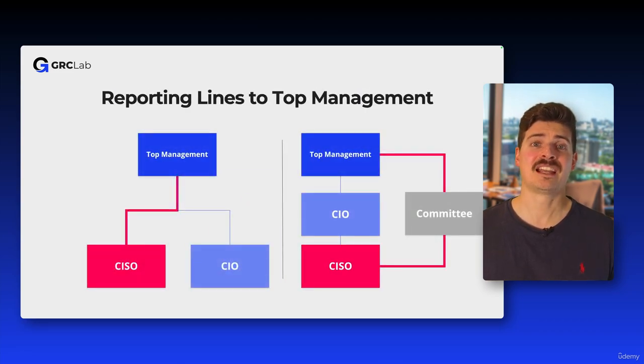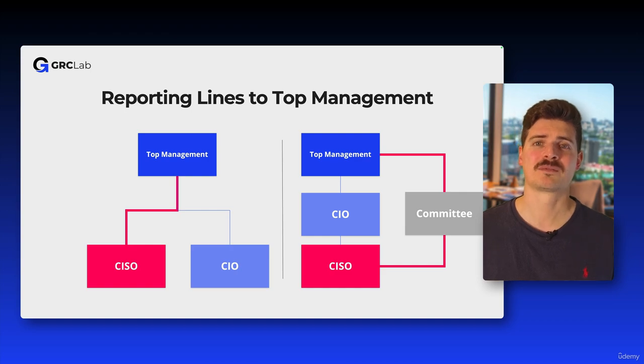Now, when appointing a CISO, it is crucial for them to have a direct reporting line to top management. This ensures that the CISO has the authority and visibility needed to effectively manage information security risks. In the example on the left, the CISO and the Chief Information Officer, CIO, both report directly to top management. This constellation would be compliant with the requirements of clause 5.3.